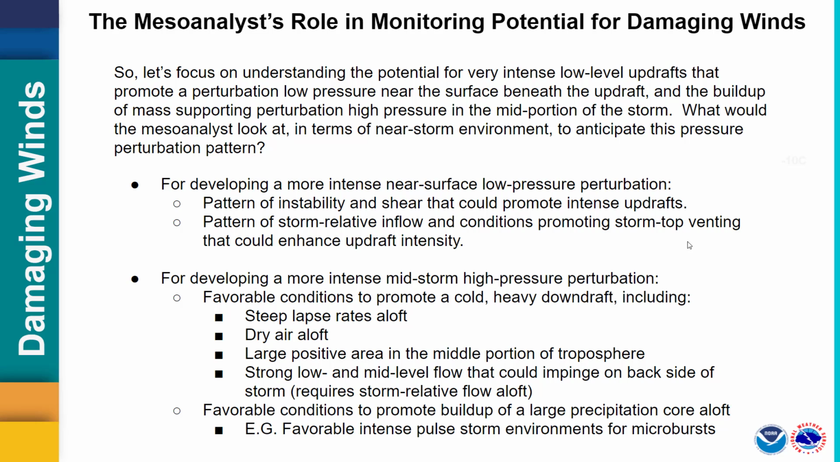For developing a more intense mid-storm high pressure perturbation, we want to promote a cold heavy downdraft, which includes conditions such as a steep lapse rate aloft, dry air aloft, large positive area in the middle portion of the troposphere, and strong low and mid-level flow that could impinge on the backside of the storm. This would require some storm relative flow aloft. And finally, favorable conditions to promote buildup of a large precipitation core, which tends to be particularly favorable for producing intense microbursts from pulse storms.